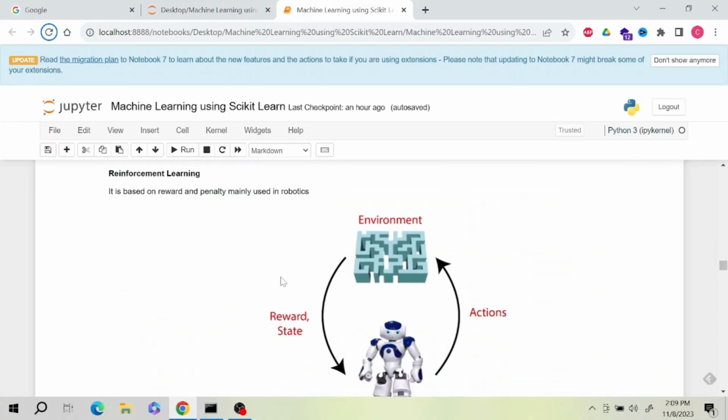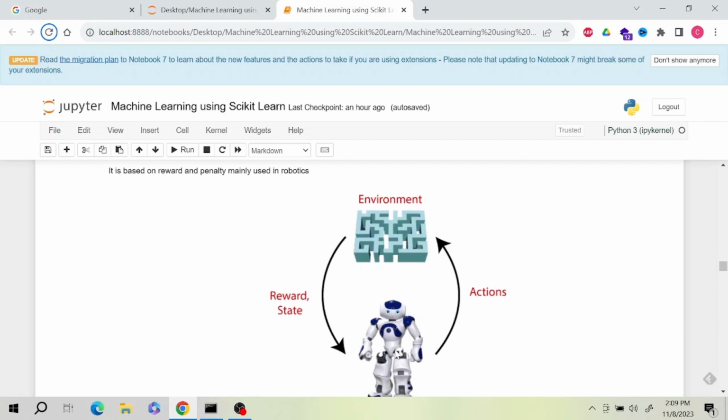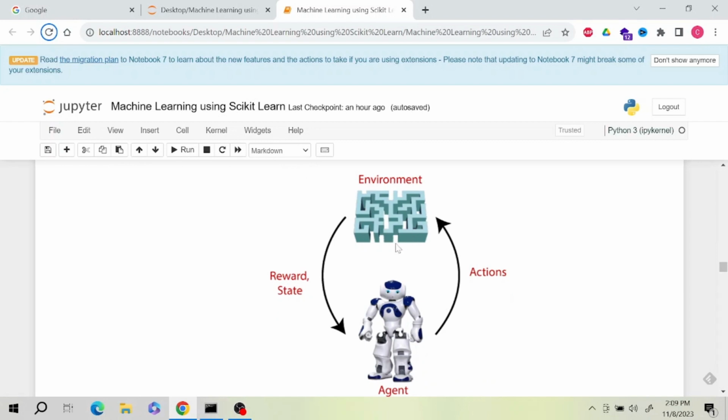And finally, reinforcement learning. Reinforcement learning is basically based on reward and penalty. So for example, we have a new robot, and we have one task, say that it should clear this maze. It should start from somewhere, and finally it should come out of that maze.